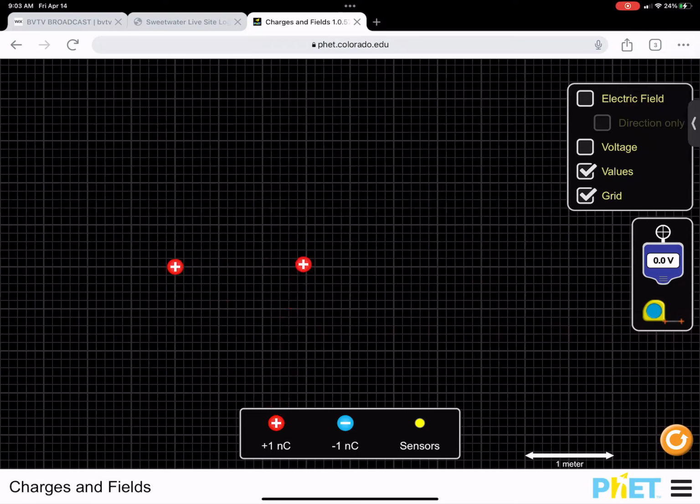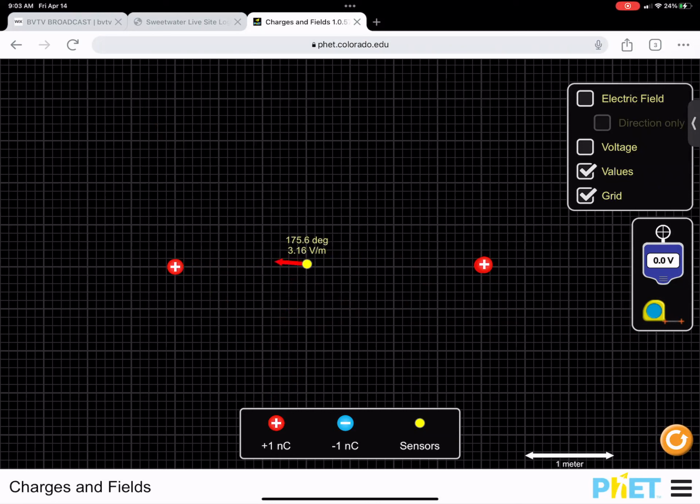Then I'm going to go over 1, 2, 3, 4. I'm going to put 5 nanocoulombs there. So I'm going to stack 5 charges on that one: 1, 2, 3, 4, and 5. Okay, and then we're going to place a sensor right at that origin, and let's get a feel for the net total field.